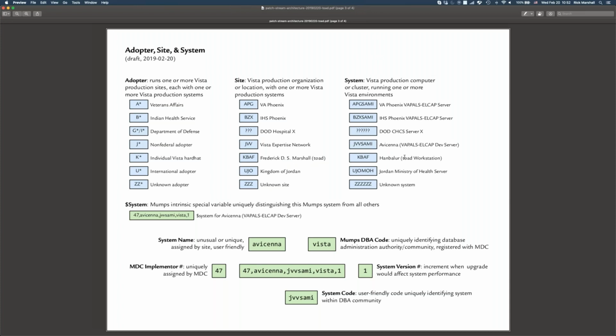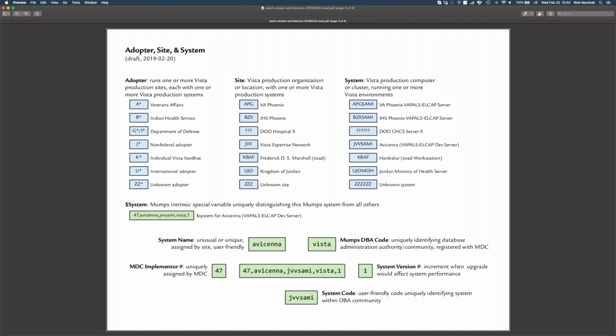So not like Avicenna, maybe somebody else has an Avicenna, but nobody else has a JVV SAMI. And the way we know is JVV belongs to the Vista Expertise Network, and we assign this name, and it's our system. Nobody else is allowed to create a system code that starts with JVV. And as long as we're smart about this and we never assign JVV SAMI to any other system, we've done it. We've come up with a code that's unique within the Vista community.